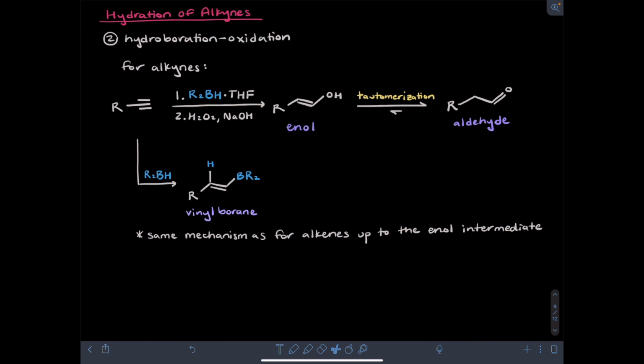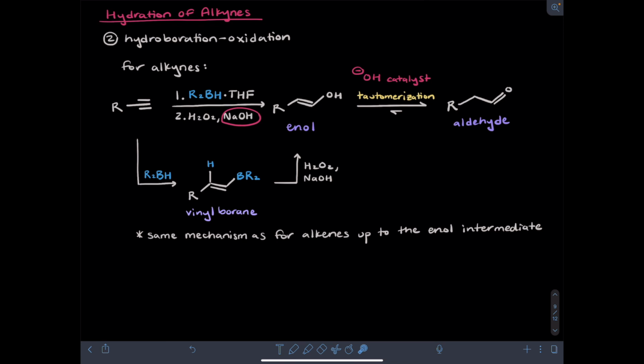In this reaction, the first step is treatment of the alkyne with R2BH, and there would be a very similar reaction to what we saw for alkenes. You would break one of the pi bonds of the alkyne, add the hydrogen to the more substituted carbon and the R2B group to the less substituted carbon. This is known as a vinyl borane intermediate. Treatment of the vinyl borane with H2O2 and NaOH would convert this molecule to an enol by the same mechanism we saw in the case of alkenes.